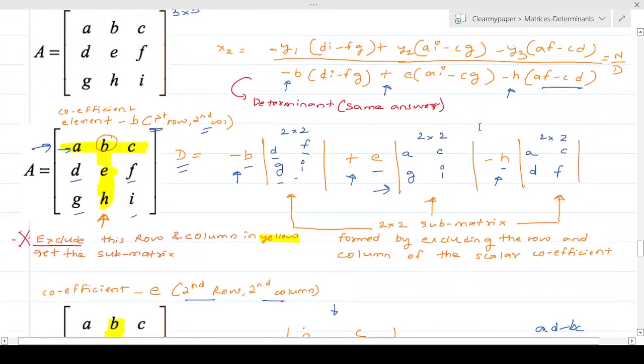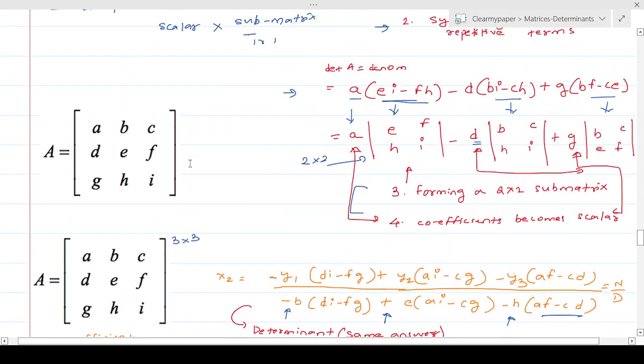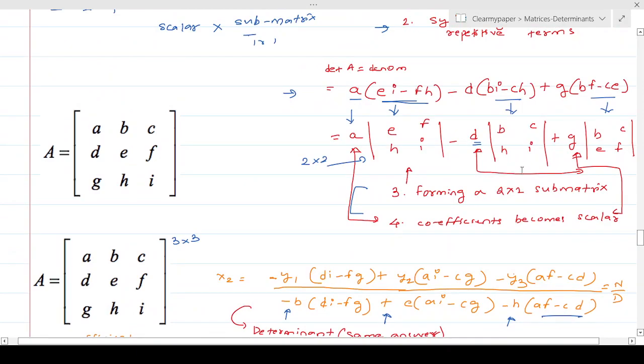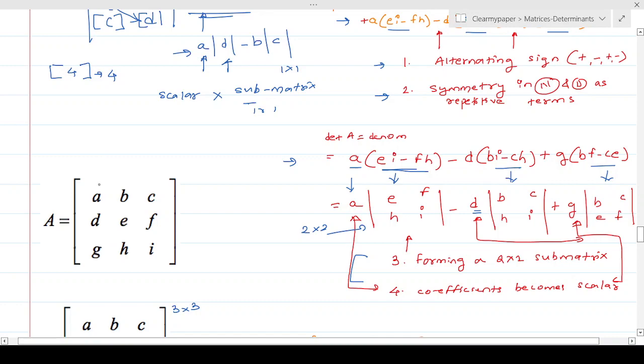for finding the determinant of this, it does not matter what sequence you consider. You can take any row or any column. What do I mean by that? For example, since the determinant is going to be the same, for finding out x1, the scalars are A, D, and G. So it looks like I am taking this particular column. I'm going to find the determinant or submatrix for this element, this element, this element, all the elements in column 1.